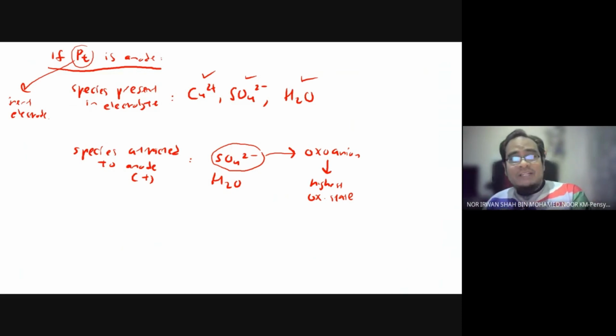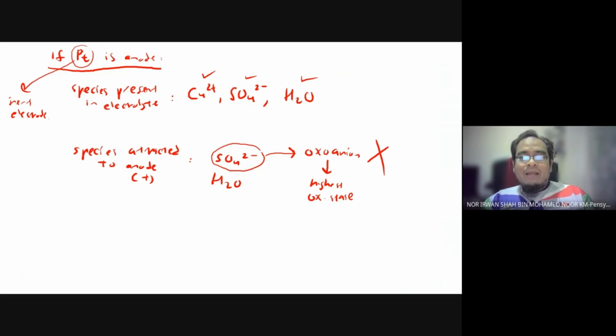untuk berlaku oxidation. Sebab tu for the case of sulfate ataupun oxo anion in general, sulfate ataupun any other oxo anions won't be chosen. Guys, sulfate takkan dipilih. Bukan sulfate sajalah, sulfate dan geng-geng oxo anion yang lain. Contohnya apa? Carbonate, phosphate, nitrate. Itu semua a few examples of oxo anion. Jadi semua oxo anion dia tak akan dipilih untuk discharge dekat anode. Jadi dalam case ni sulfate tak akan dipilih.